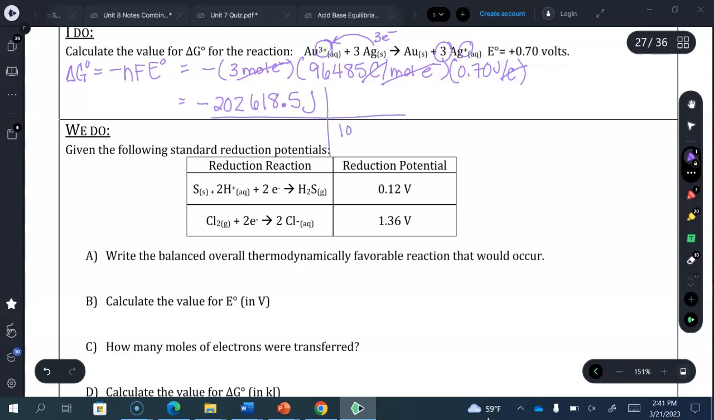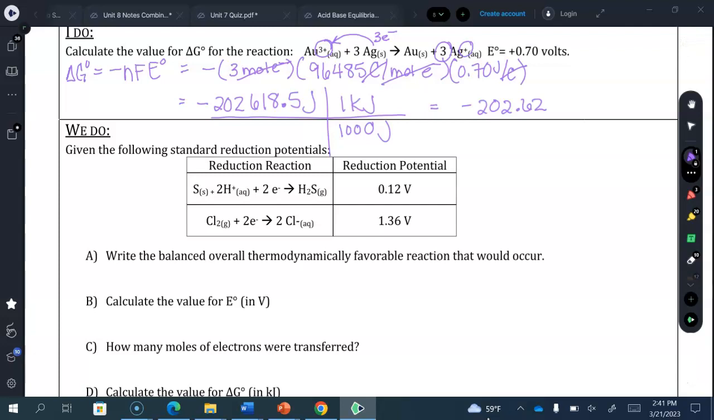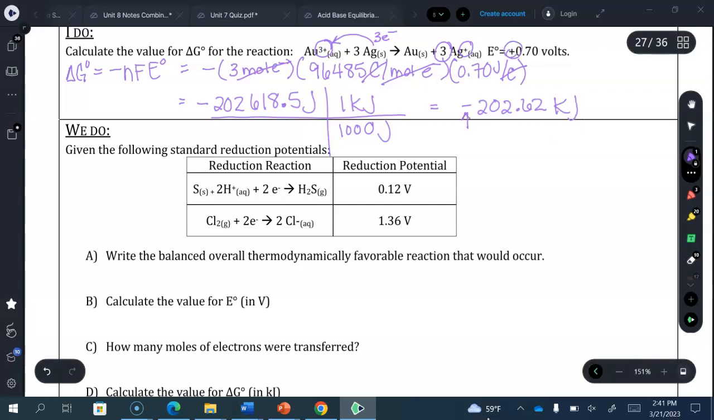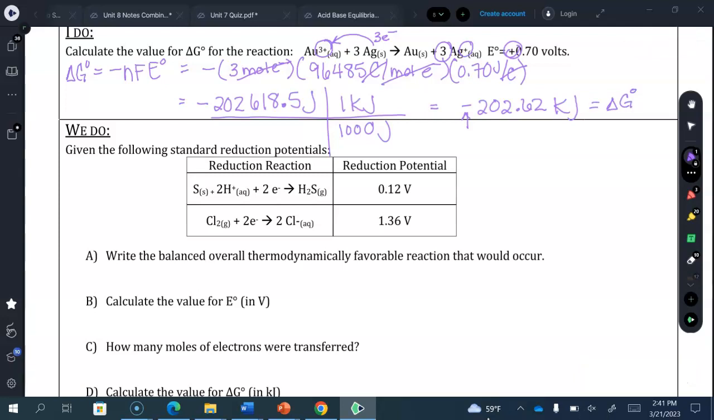Now that is a really big number. Remember, Gibbs free energy really likes to be reported in kilojoules. So I'm going to quickly convert that by dividing by 1,000, and I get negative 202.62 kilojoules. Technically it should be 200 with the sig figs here, but whatever. We know it is thermodynamically favored, one, because the cell potential is positive, and the other is that our delta G for the reaction, the Gibbs free energy, is negative. And a negative Gibbs free energy is a thermodynamically favorable reaction.